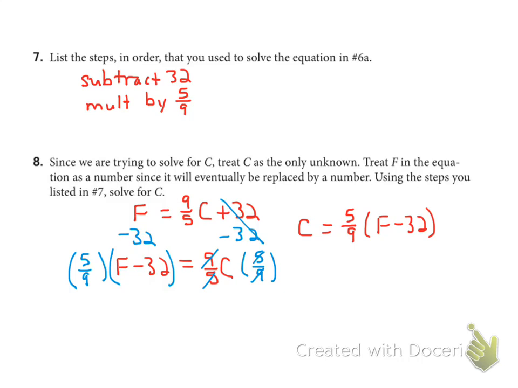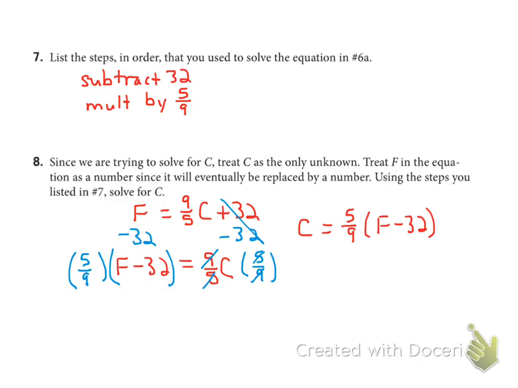Okay. How it works. To solve a formula for a specific variable, number 1, determine the variable that will be treated as the unknown. Number 2, treat all other variables as constants. Number 3, solve the equation for the unknown.